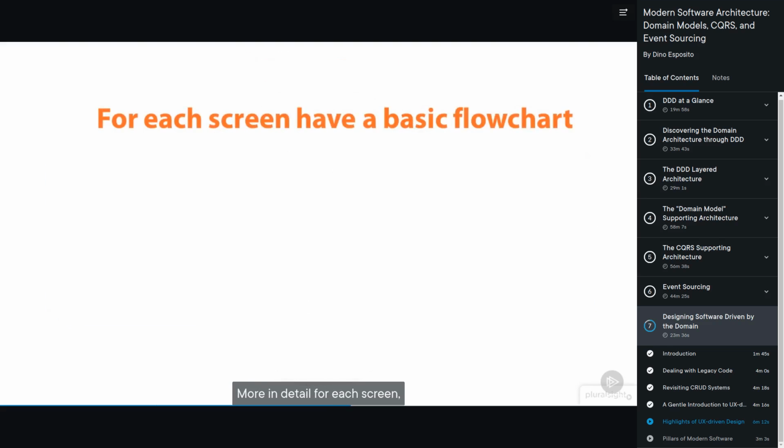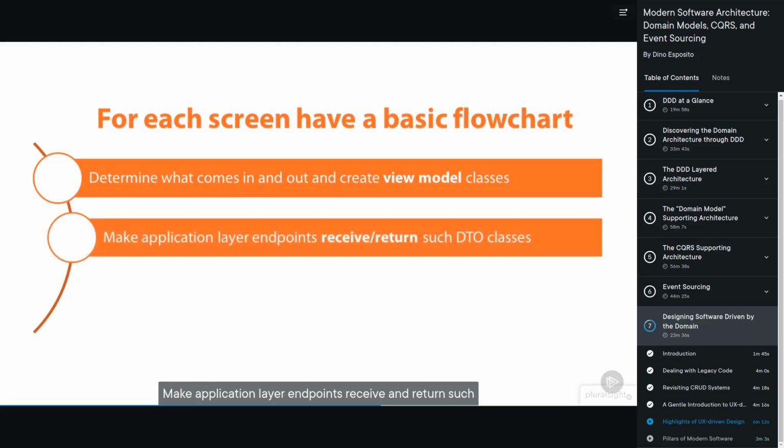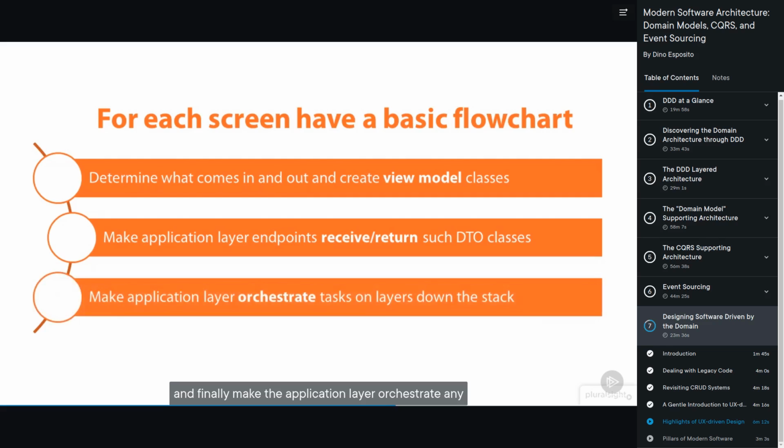More in detail, for each screen, UX-driven design suggests you have a basic flow chart, like determine what comes in and out of each screen and create appropriate view model classes. Make application layer endpoints receive and return such view model data transfer object classes. And finally, make the application layer orchestrate any subsequent tasks through the layers down the stack, so repositories, domain services, external services, and whatever else you may need to set up and work with.